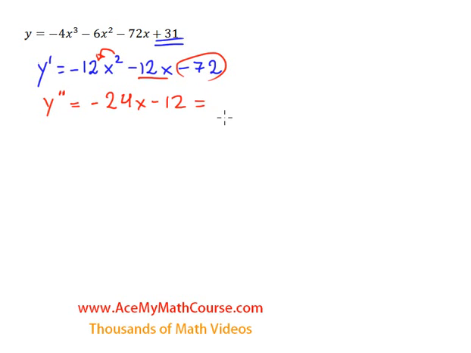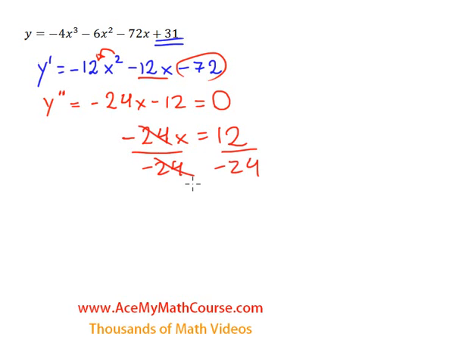And now that we have the second derivative, I'll make it equal to 0, so that we can find the values of x in which we can find the points of inflection. In this case, we're only going to see one point of inflection. So add 12 to both sides. We get negative 24x equals 12. Then I can divide both sides by negative 24. They cancel out, so I get x equals 12 over negative 24, negative half.